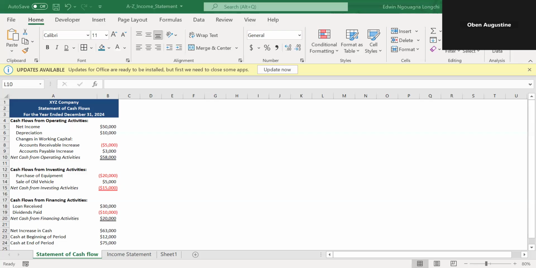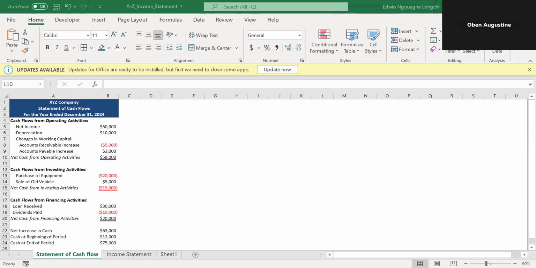Those are examples. Then the third one is financing activities. These are activities that you carry out to increase your business, right? Like taking a loan. When you take a loan, it's not an investment, of course. It's not an operating activity. It's a financing activity. You want to take a loan to increase your business.